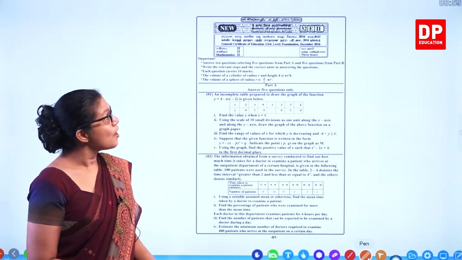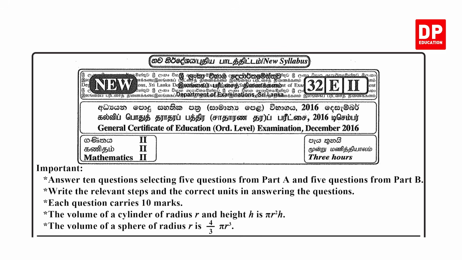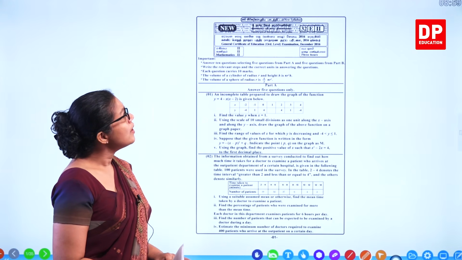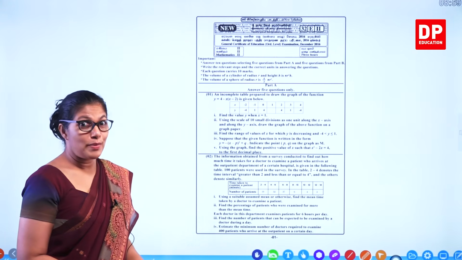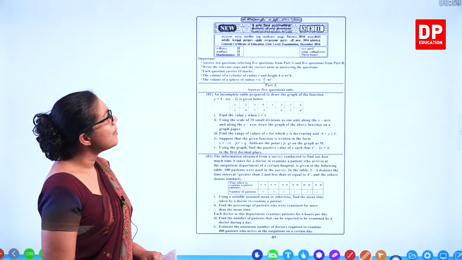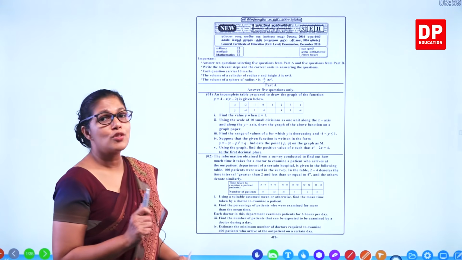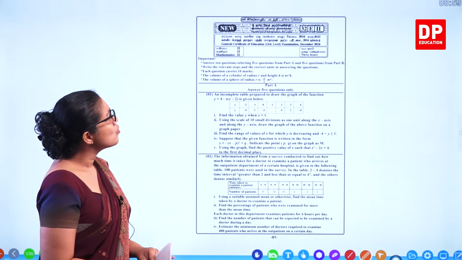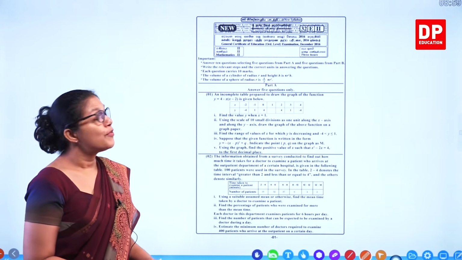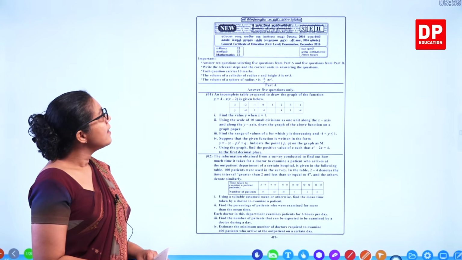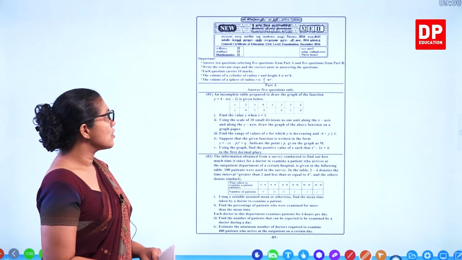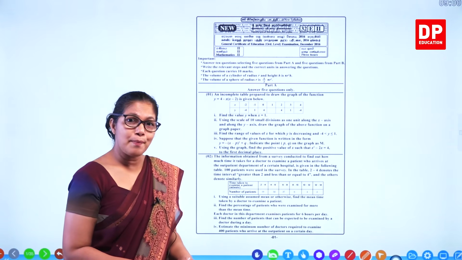Hello students, now we'll discuss the 2016 December O-Level examination paper 2. So 32 means the mathematics number, E means English medium, and 2 means paper 2. In this paper you get 3 hours and again 2 sections, part A and part B.